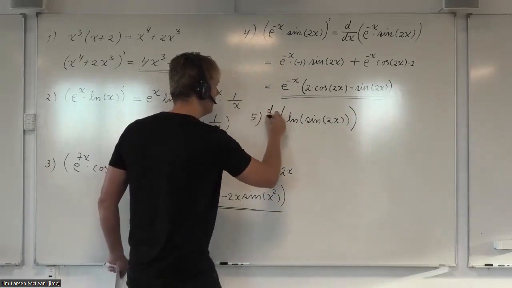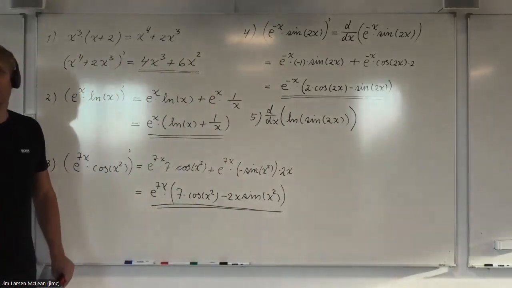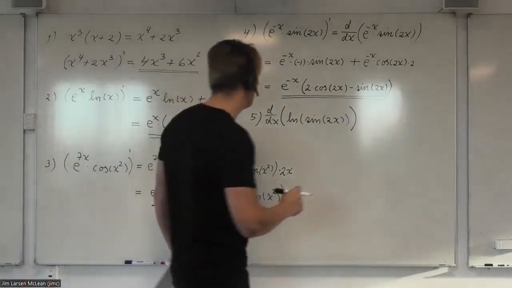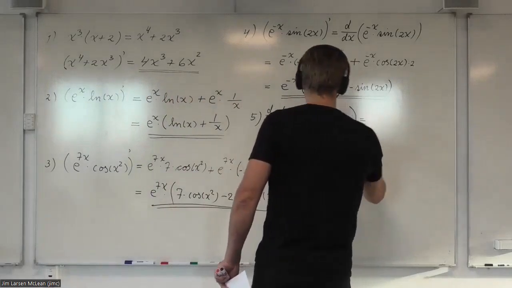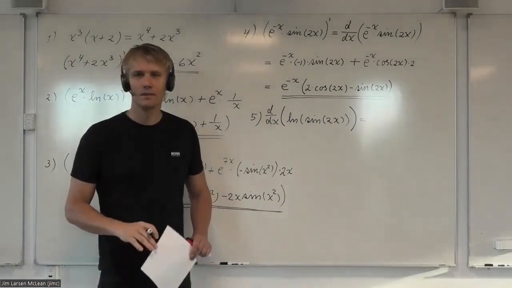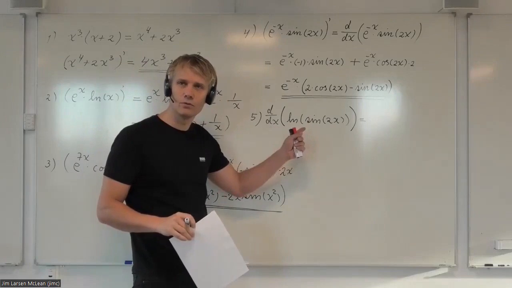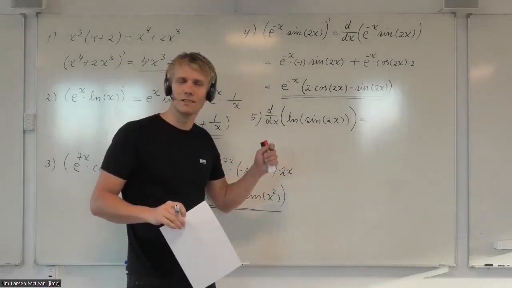Now I'm getting ready. I want to write d/dx, so I differentiate it with respect to x. It says ln of sine of 2x, so it's a composite function. And it's not just simply composed, it's doubly composed, because it's a function within another function inside a third function. Can you see that?